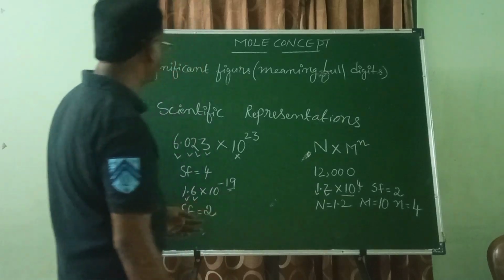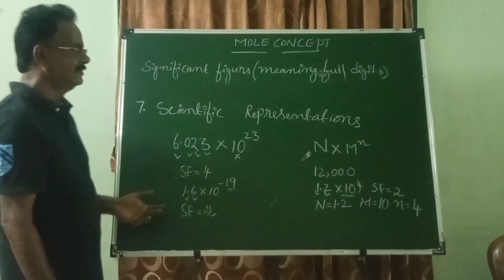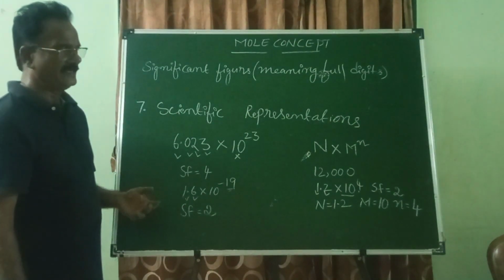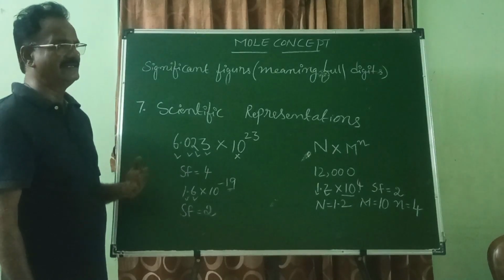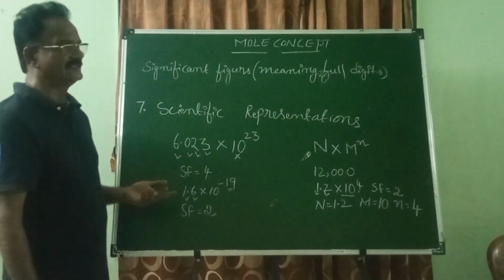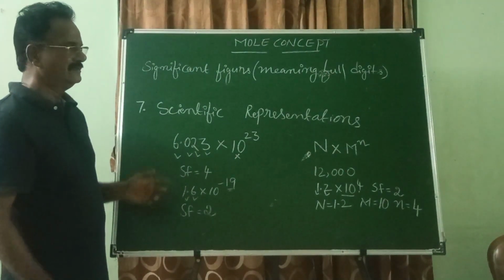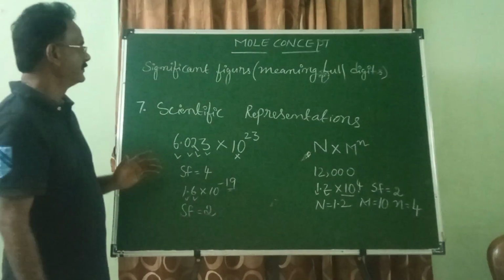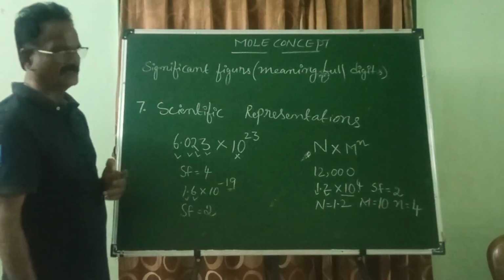These are the 7 rules which have to be followed to represent experimental data, population data or anything else. We have to consider these rules. That is about significant figures.